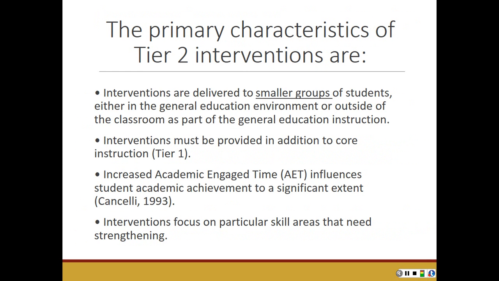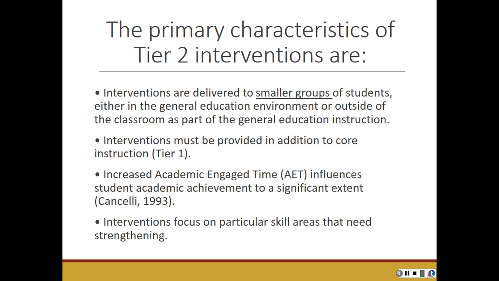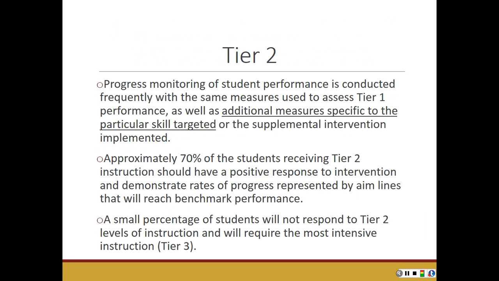All right, tier 2, what does this look like? We're looking at small group instruction, additional, again, to tier 1. We are increasing this academic engaged time, so AET, and it's supposed to really help students with this increased academic engaged time. So just more time on the topics, some extra small group work. And you're generally trying to get closer to the skills that they need strengthened in.